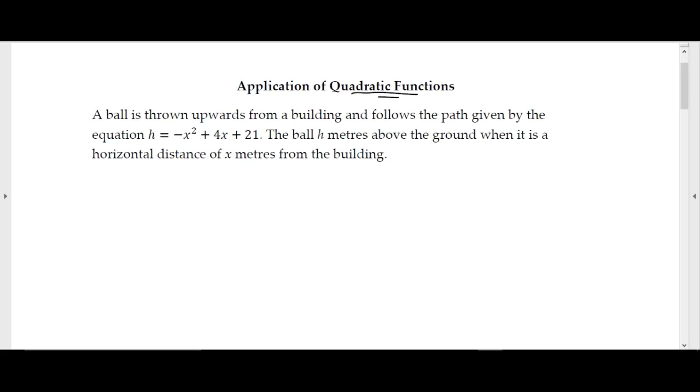A ball is thrown upwards from a building and follows the path given by the equation h equals minus x squared plus 4x plus 21. The ball is h meters above the ground when it is at a horizontal distance of x meters from the building. So the first and foremost thing, there are two variables in this question. h, which is the height above the ground, and x, which is the horizontal distance from the building.